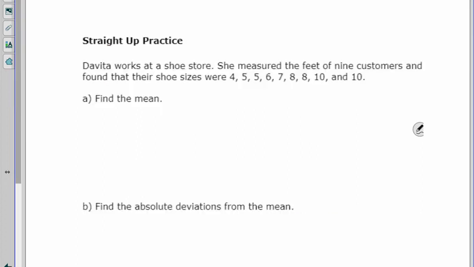All right, here's some straight up practice. Davita works at a shoe store, and she measures the feet of 9 customers, found their shoe sizes. We want to find the mean of that data. We want to find the absolute deviations from the mean. Then we want to find the mean absolute deviation, the MAD. And then finally, we want to find the range and interquartile range of that data. Give it a shot. We'll talk about it in class.